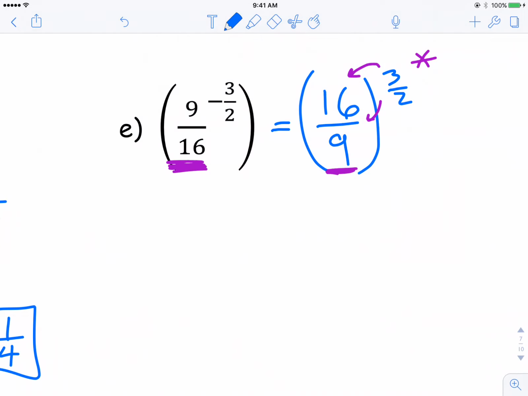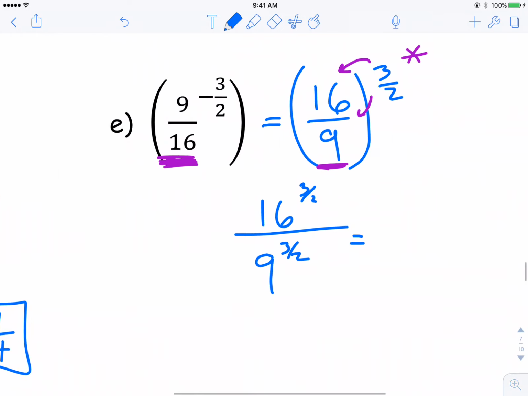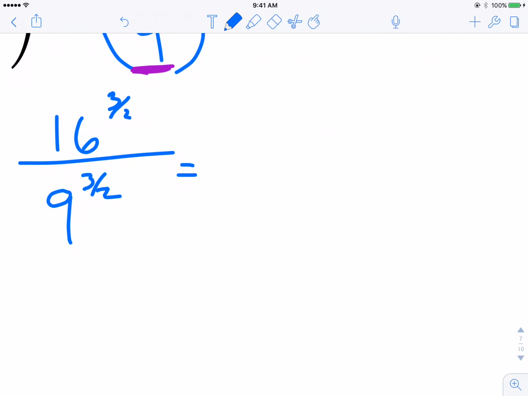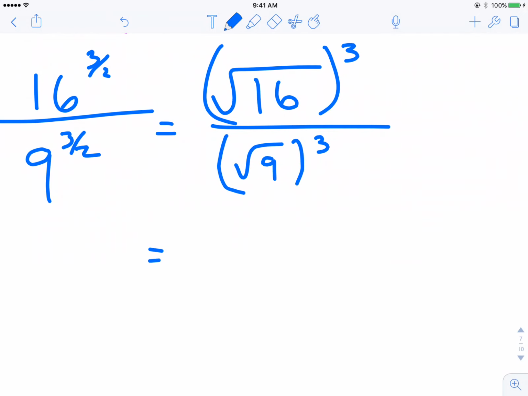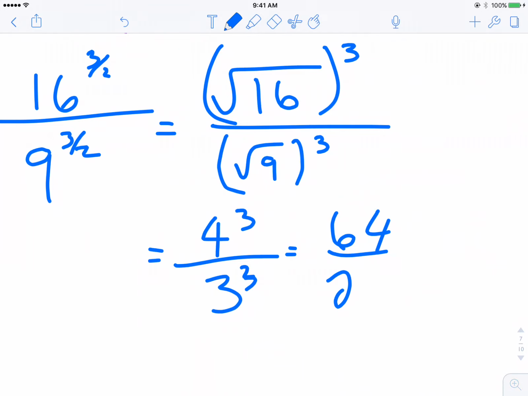This becomes 16 to the power of 3 over 2 all over 9 to the power of 3 over 2. And then using the tools that we learned in one of those previous sections, I know that this is the square root of 16 all cubed, as well as this is the square root of 9 all cubed. Square root of 16 is 4. Square root of 9 is 3. Cubed and cubed becomes 64 over 27.